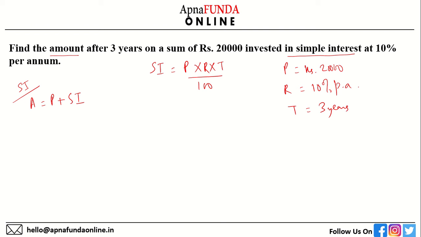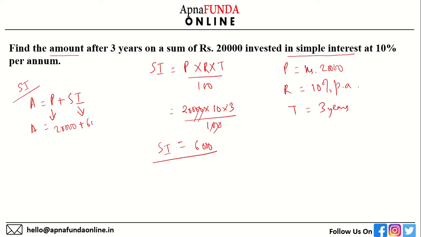Correct. So let's solve the simple interest. So simple interest will be equal to 20,000 into 10 into 3 divided by 100. So this will be 6,000. Correct. What we need to find is the amount. We know the simple interest is 6,000. So amount is equal to principal, which is 20,000, plus simple interest, which is 6,000. So amount is equal to 26,000. This is my answer. I'm sure you have solved along with me, and this is the answer that you will also get.